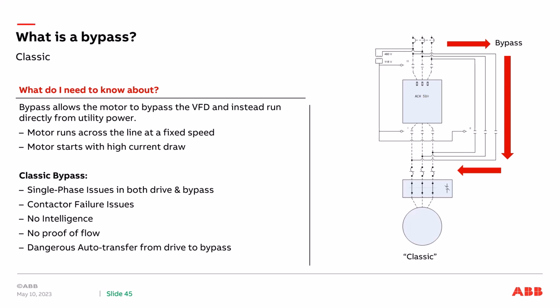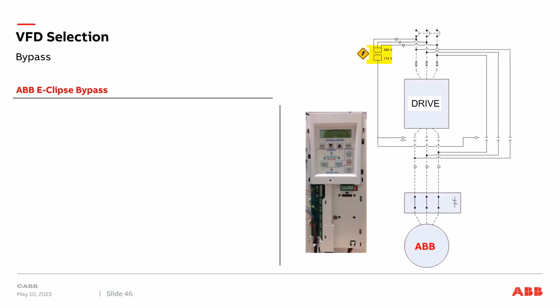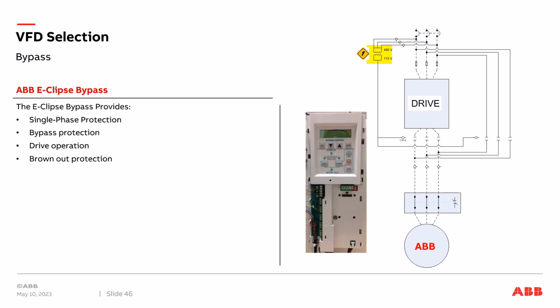For ABB, we sell the option of an Eclipse bypass. An Eclipse bypass provides intelligence. It has single phase protection. It has bypass protection to prevent the drive from transferring to the bypass when it shouldn't. It deals with the drive's operations. It has brownout protection. It allows the drive to continue running through a brownout, keeps the contactors closed, and does a lot of things for you. There's no contactor chatter during a brownout.